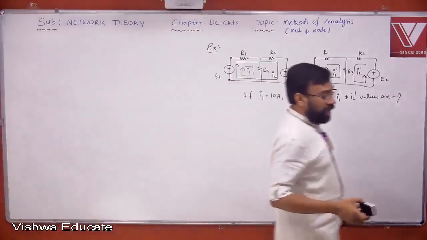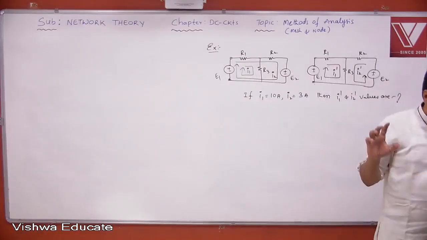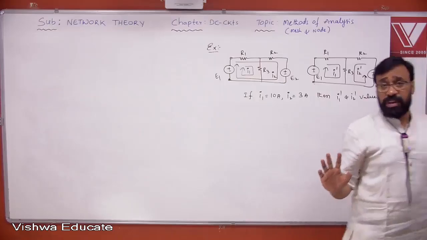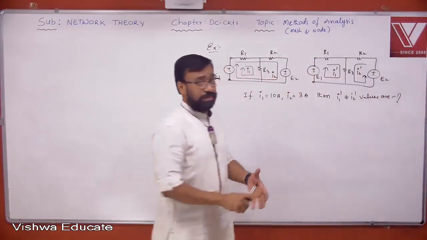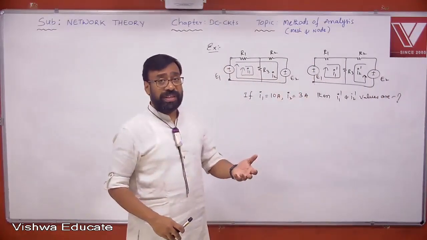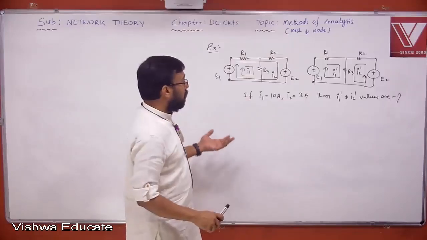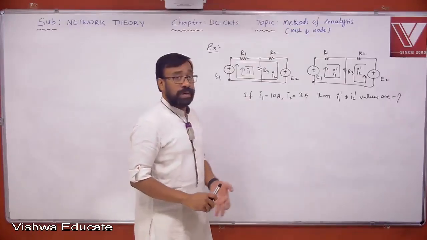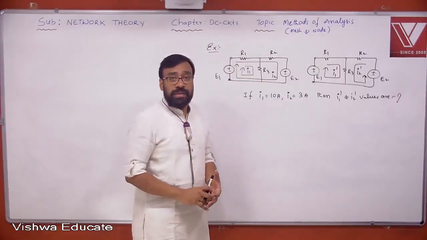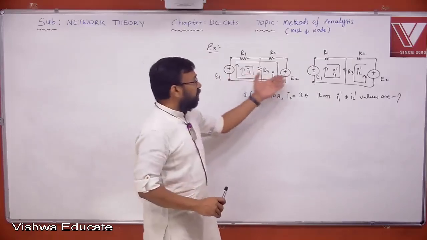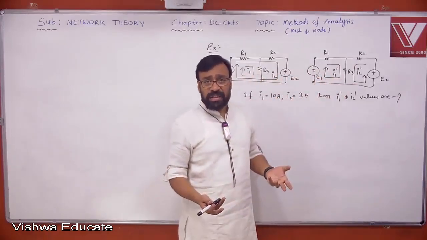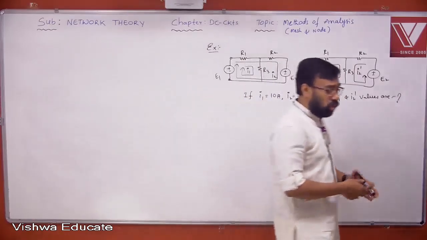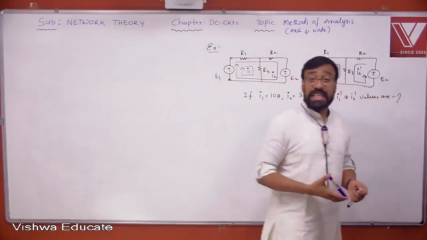So the networks are the same, only the representation of the loop currents is different. Yes or no? Then what does it mean? How do you solve it? What is the concept here? Loop currents are different, but branch currents remain the same. Yes or no?